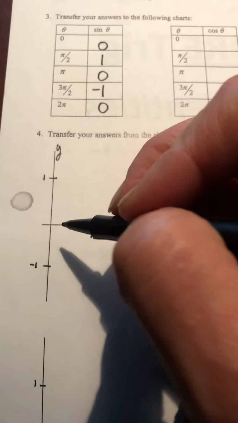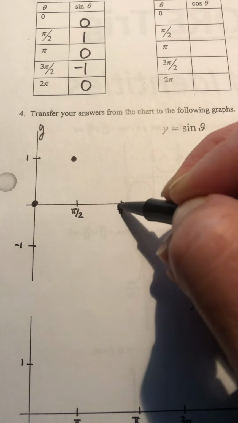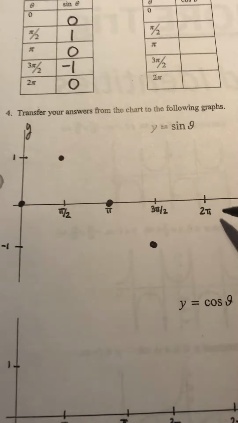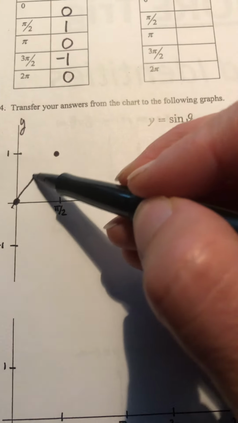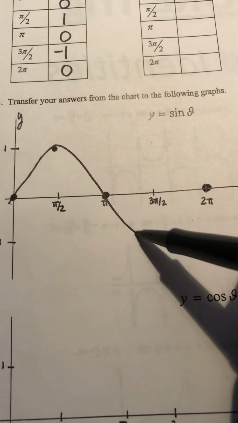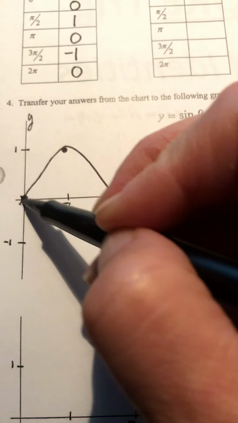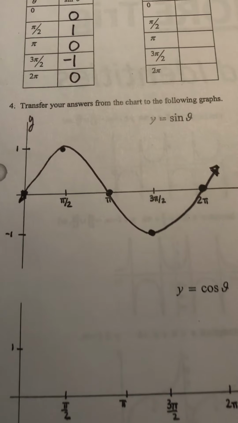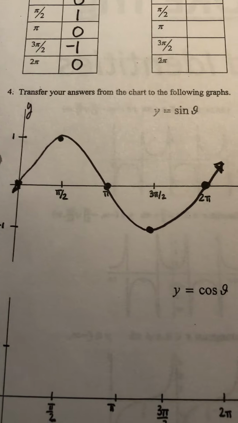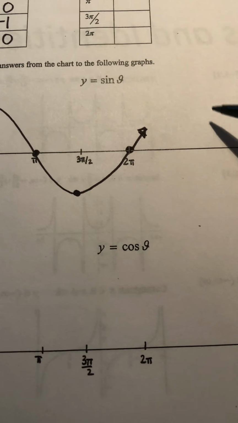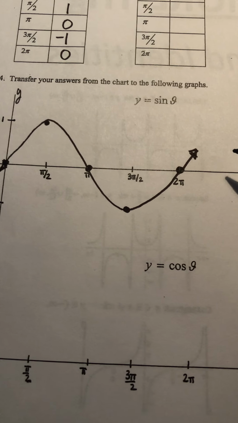If I plot those points, the sine of a 0-degree angle is 0, the sine of a 90 is 1, the sine of a 180 is 0, the sine of a 270 is negative 1, and the sine of 360 is back to 0. And I connect my dots, I'm going to see this soft sine wave. This is what we call a periodic function. If we were to keep continuing with that graph, going around the circle again, we would see this wave repeat itself over and over again.